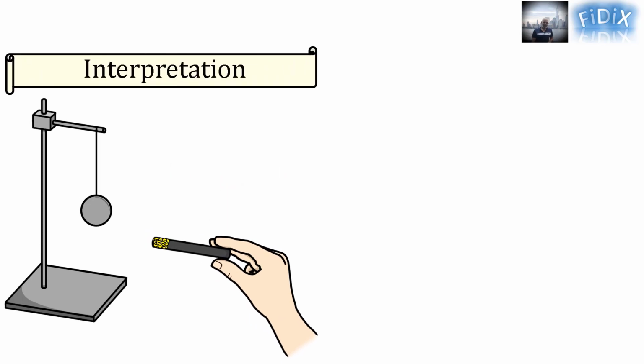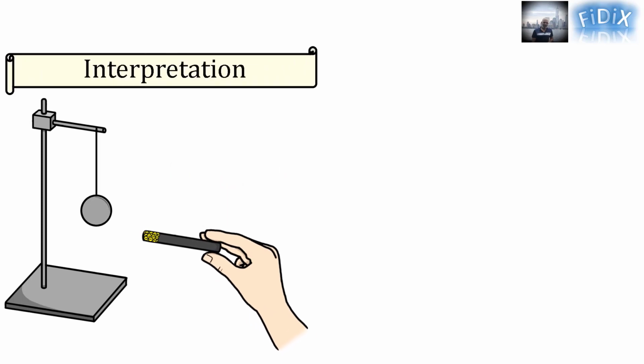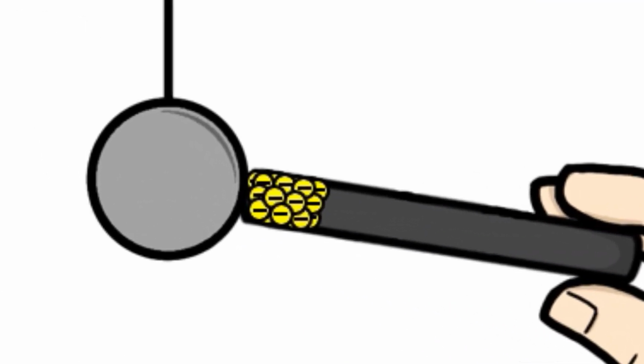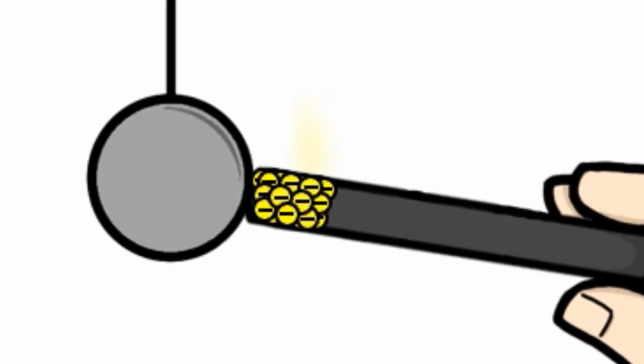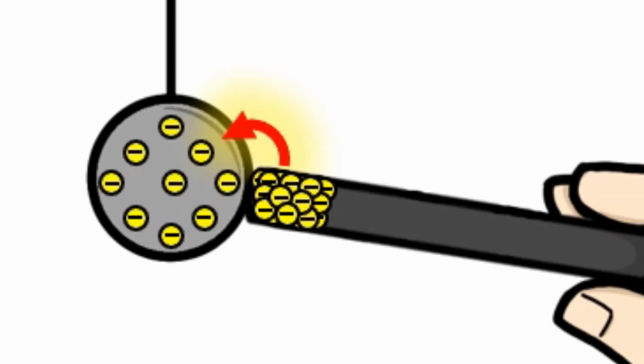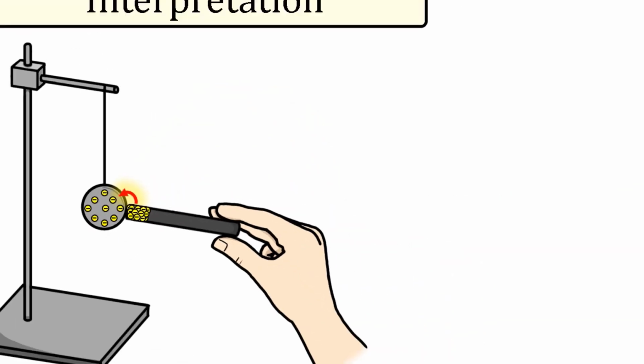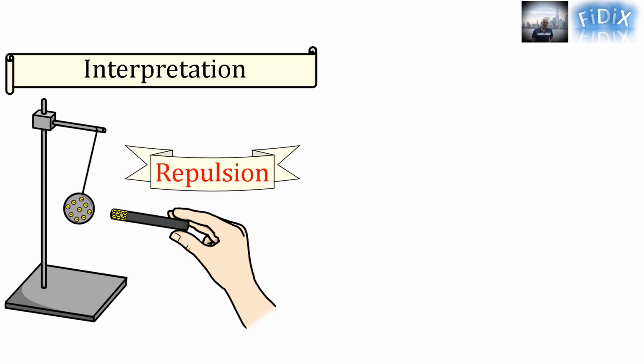What happens is that when we put the charged end of the ebonite rod in contact with the ball, some electrons leave the negatively charged end of the ebonite rod and move to the metal ball initially neutral. Thus, the metal ball becomes negatively charged like the ebonite rod, and therefore they repel each other.